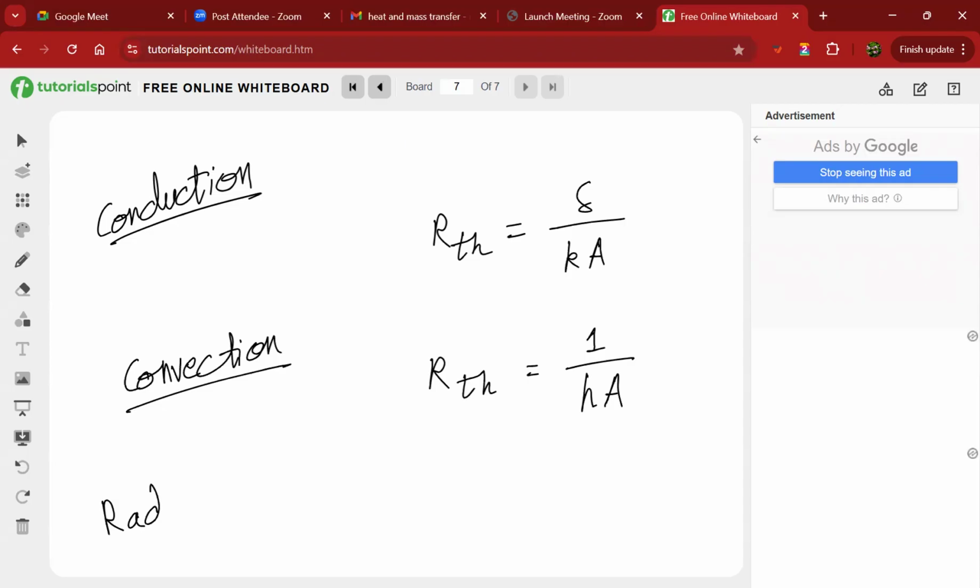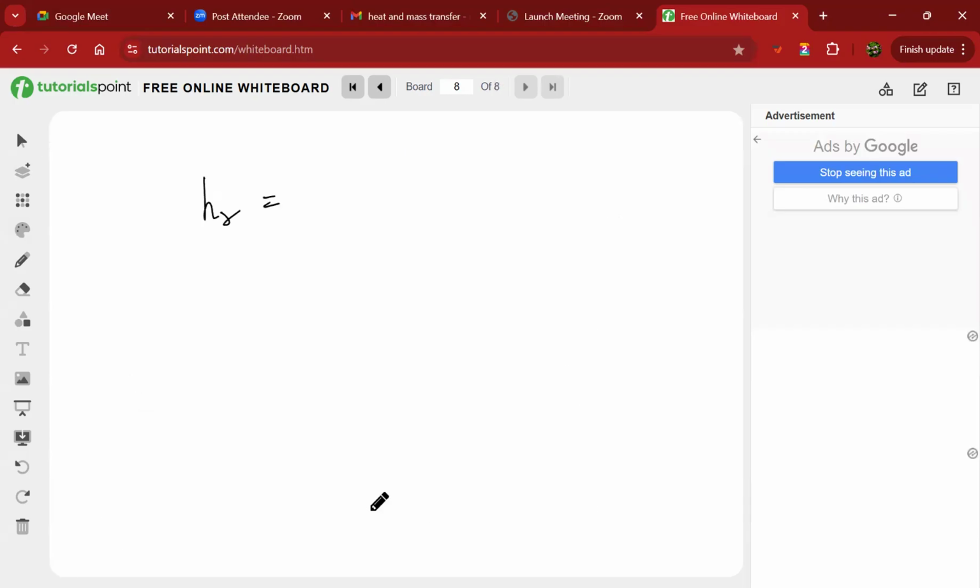And then we are having radiation. So in case of radiative heat transfer, my thermal contact resistance is basically given by 1 by h_r A, right? What is h_r? h_r is the radiative heat transfer coefficient. And if you want to define h_r more precisely, then h_r is defined as sigma_B into F12 into (T1 square plus T2 square) into (T1 plus T2).